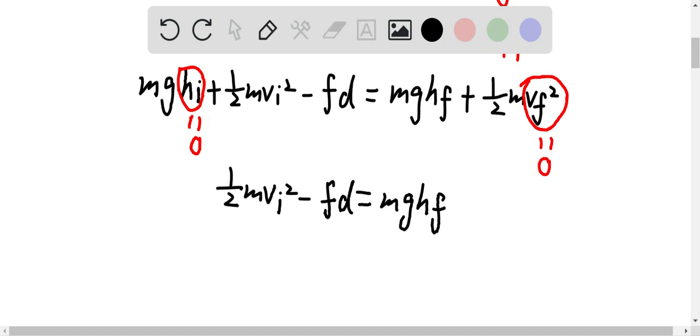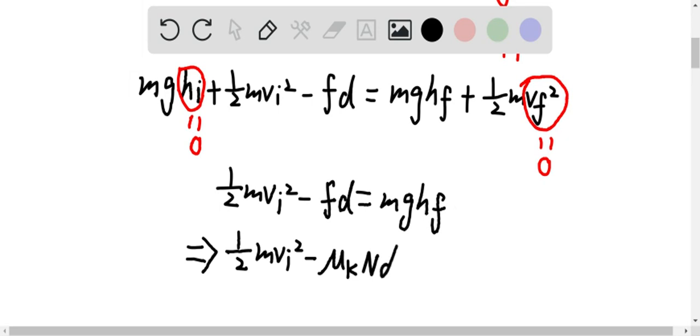We know the initial speed was given as 11.0 meters per second. So why don't we do some arrangement here, because we're trying to figure out the coefficient of the friction. We can expand this equation into a more specific equation, which is 1/2 m vi squared minus F, the friction, which is mu k N, times d, is equal to mg hf, which is the final height.